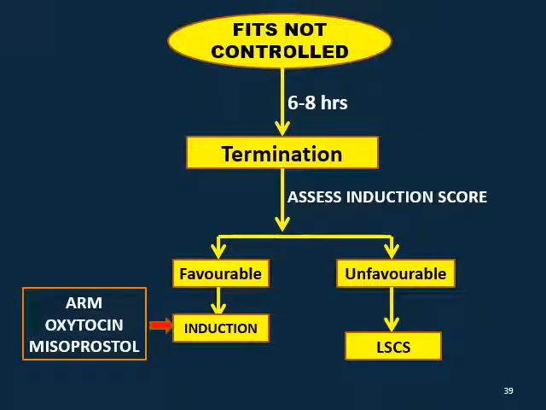If fits are not controlled, wait for 6 to 8 hours and then do termination. Before termination, you must assess induction score. If favorable, do induction by artificial rupture of membrane, oxytocin, and misoprostol. If unfavorable, do lower segment cesarean section.